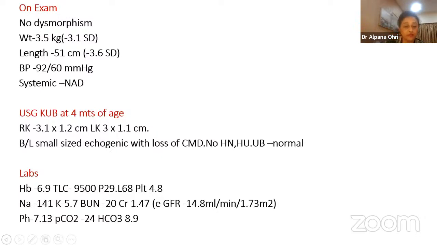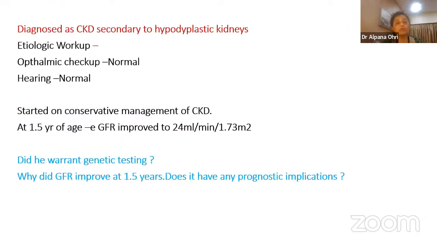She had low GFR, with a creatinine of 1.7, translating into about 15 mL per minute of GFR. Hence, she was diagnosed as CKD secondary to hypodysplastic kidneys. She underwent an ophthalmology and hearing evaluation, which were normal, and she was started on conservative management of CKD. What was seen was that by 1.5 years of age, her GFR had improved to 24 mL per minute per 1.73 meters squared.